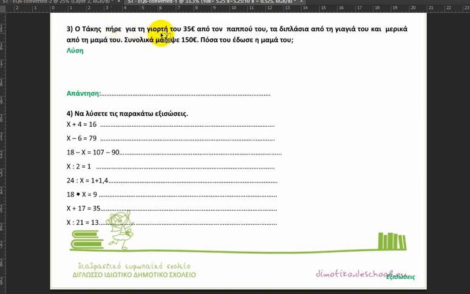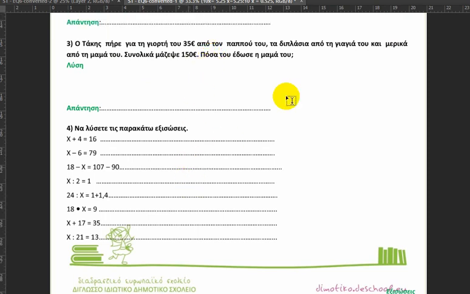This sir got 35. Oh, no, it's a boy. He got 35 euros from his grandfather for his birthday. Twice as much from his grandmother and some from his mother. He spent 150 euros. So we're being asked how much his mother gave him. No, he didn't spend 150 euros, he gathered 150 euros.